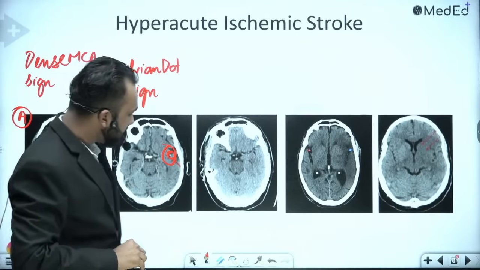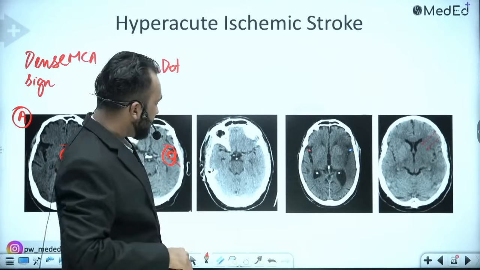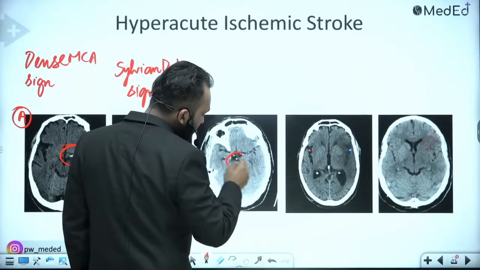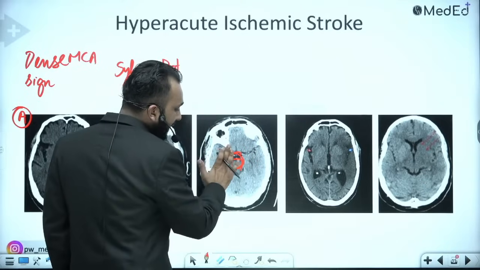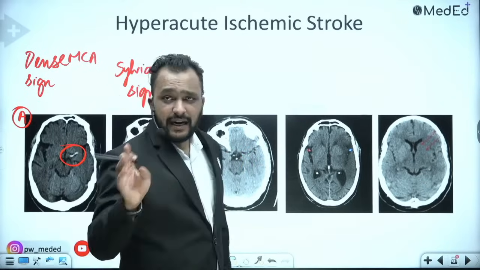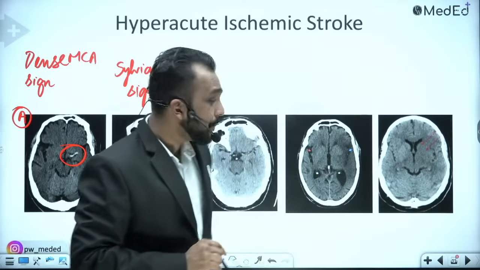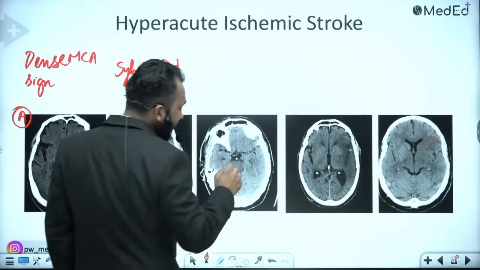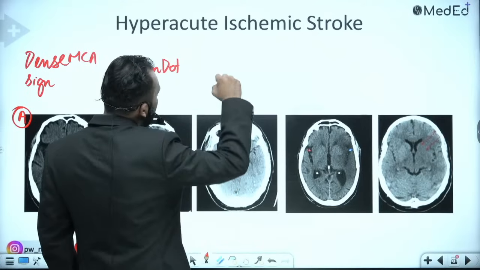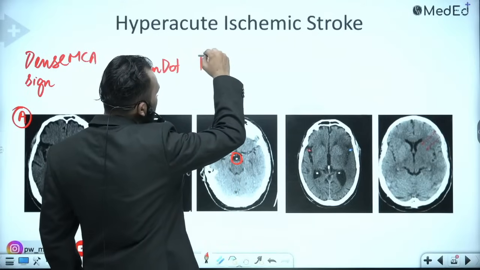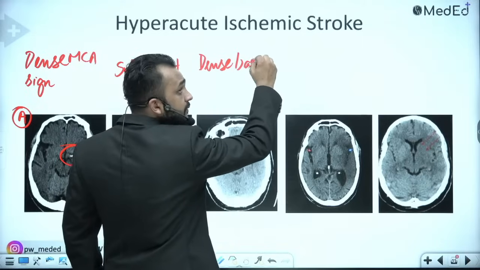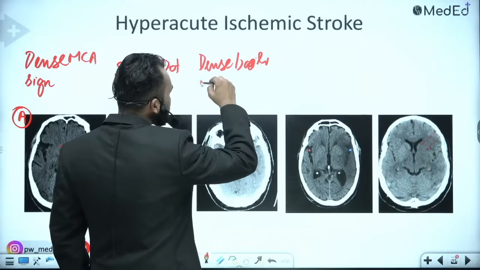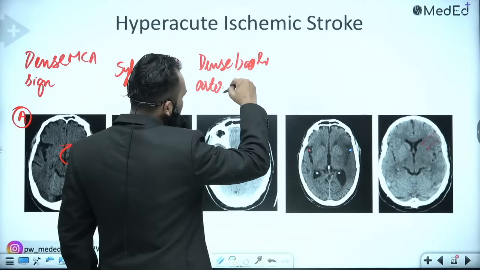In the third image, we can see that there is some hyperdensity seen anterior to the pons. And what is running anterior to the pons? We have your basilar artery, and this basilar artery is appearing hyperdense. So this is your dense basilar artery sign.